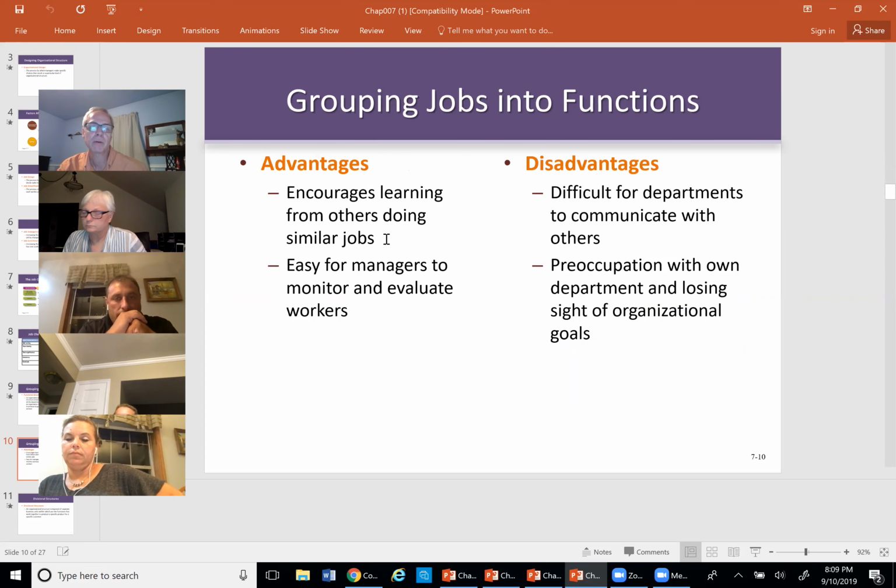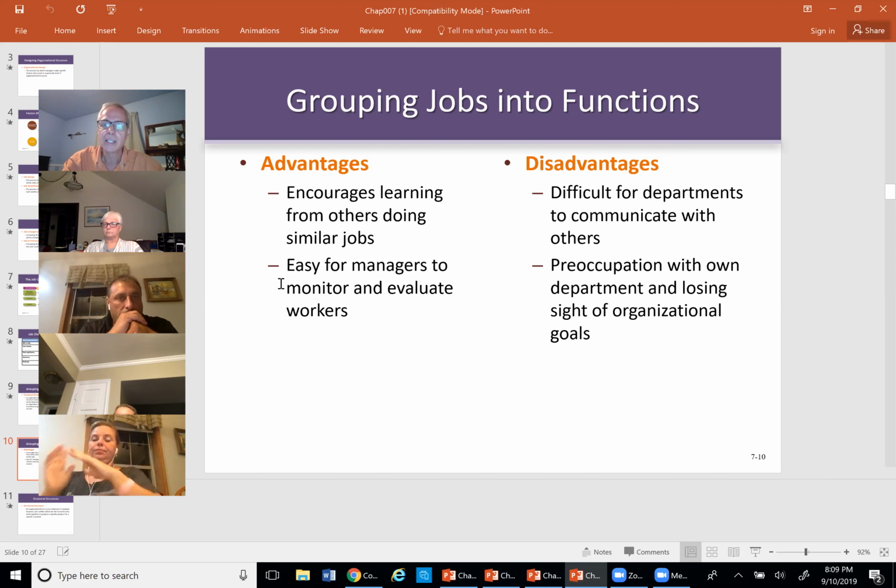Advantages: it encourages everyone to work together. So the accountants all work together. They all sit together. They talk to each other, and they learn how to do accounting from each other. Particularly, it's a good training ground for the younger, less experienced workers. And it's easier for the manager to monitor and evaluate the workers. We probably have an accounting manager, who is probably an accountant, so they know what's going on. They know what the workers are supposed to be doing and the details of their job, and that tends to be useful.